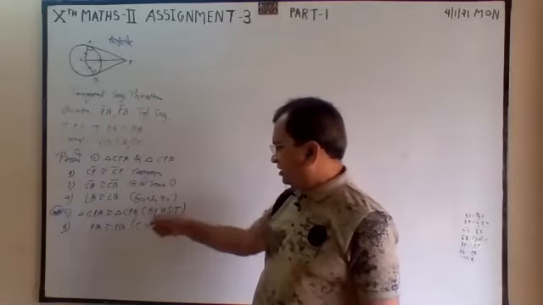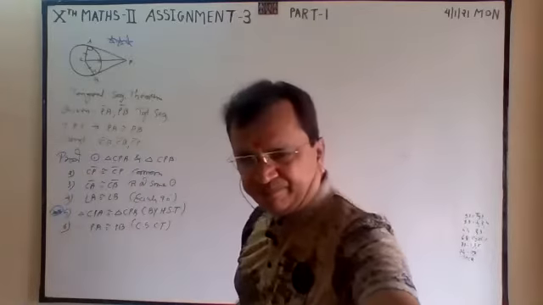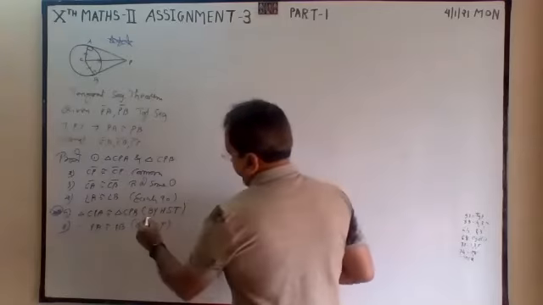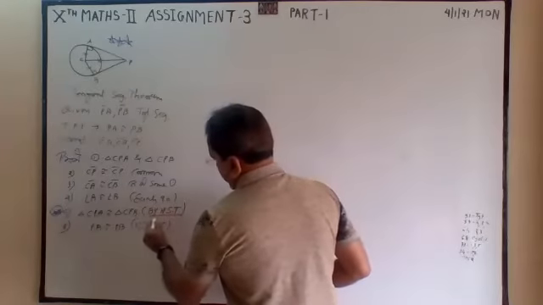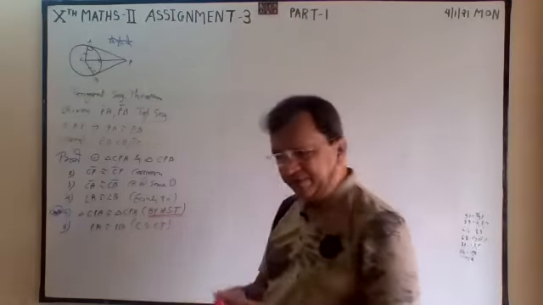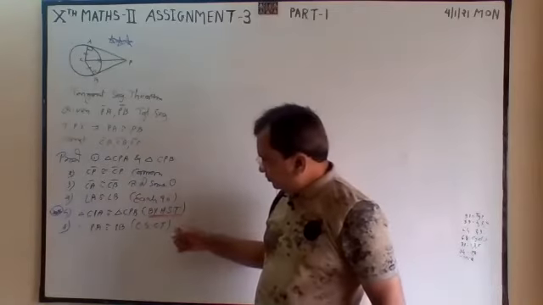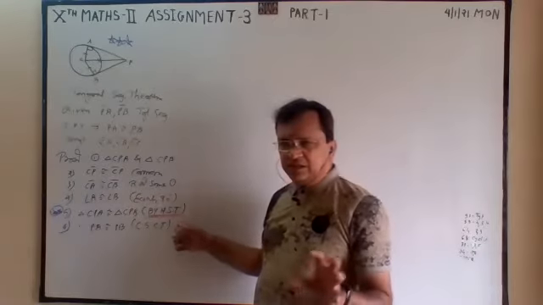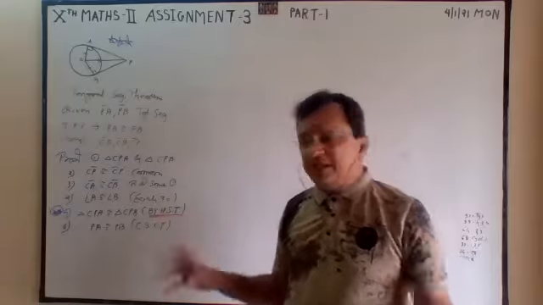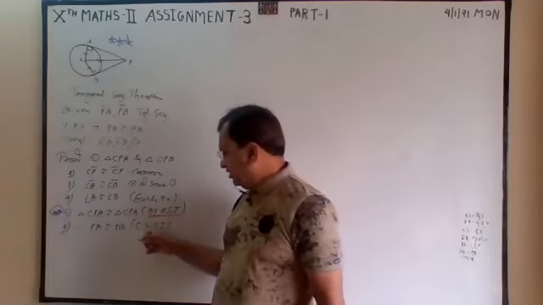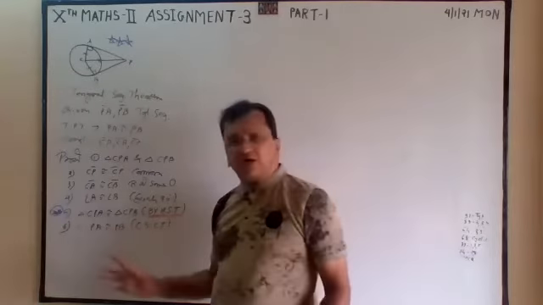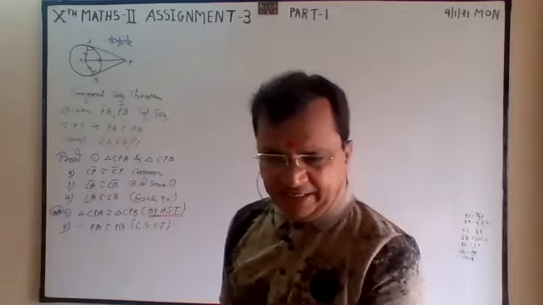So this test is very important. This only test you have to write. Hypotenuse side test. So by the corresponding parts of congruent triangles, these two are congruent. Like this you can prove.